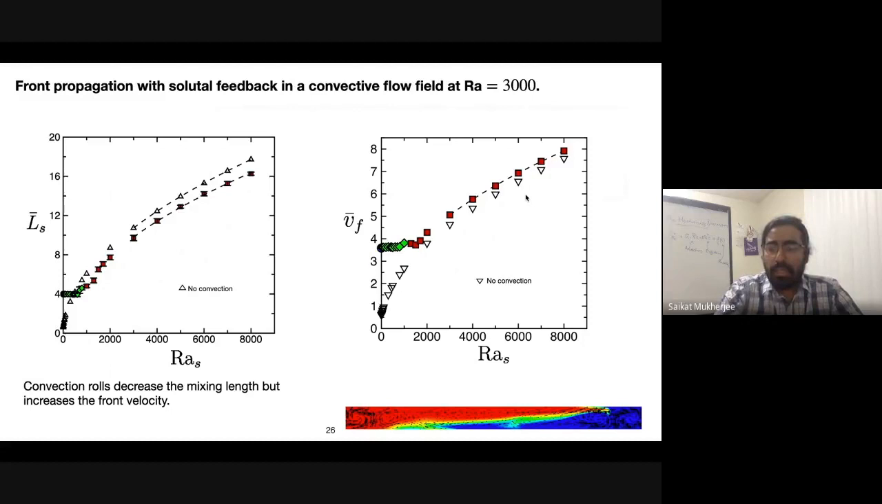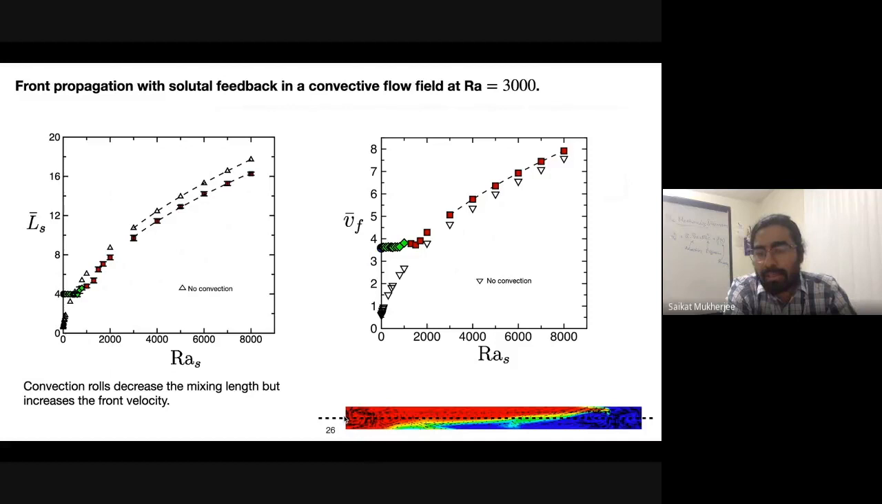So in summary, the front velocity increases because of better mixing between the reactants and the products when there is convection. However, the mixing length decreases because the convection rolls do not allow the solutal feedback roll to grow out and expand. One way to visualize the complexity is something called the space-time plot.